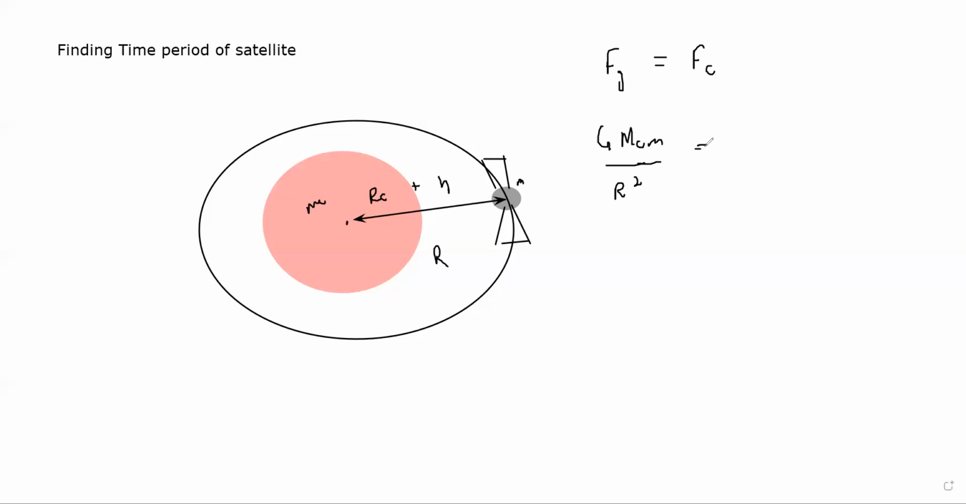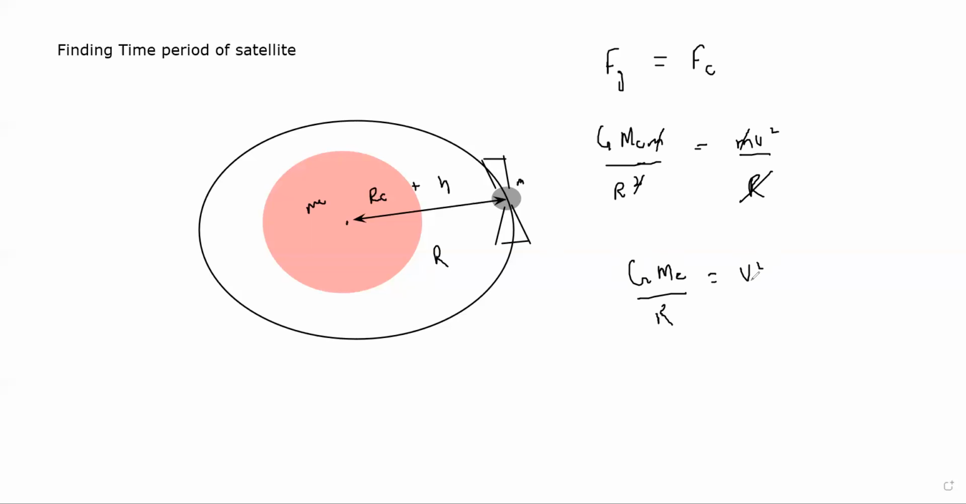So we can substitute here. The centripetal force is mv square over r, or m r omega square, and again r, this is the total distance. So this r square and r will cancel out with each other, m will cancel out with m. So what we have is G times the mass of Earth divided by the radius equals v square.